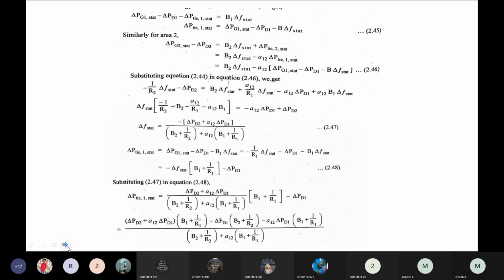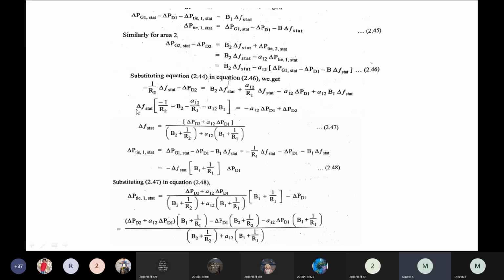2.46 substitute பண்றேன். So பண்ணிட்டேன் அப்படின்னா it is modified as minus 1 by R2 del F stat in place of B. அப்புறம் minus del PD2 equal to B2 del F stat plus A12 by R1 del F stat minus A12 del PD1 plus A12 B1 del F stat. ஸோ நான் என்ன செய்யறேன் அப்படின்னா இந்த del F stat எல்லாத்தையும் குரூப் பண்ணிக்கிறேன். எந்த இடத்துலலாம் உங்களுக்கு del F stat இருக்கும்? இங்கே பாரு minus 1 by R2 del F stat இருக்கா, அதே போல B2 del F stat இருக்கா, A12 by R1 del F stat இருக்கா, அதே போல A12 B1 del F stat இருக்கு இல்லையா, அந்த 4 டேர்ம்ல நான் வந்து del F stat காமனா எடுத்துப்பேன்.